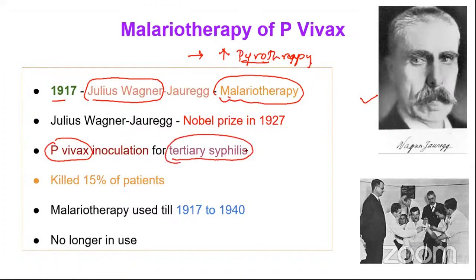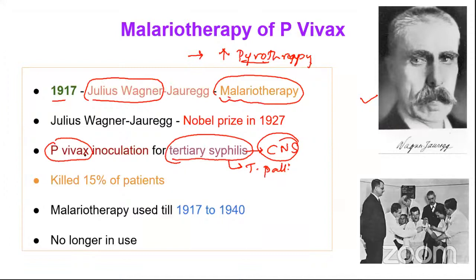Where there will be CNS involvement. And this syphilis is caused by which organism, students? Treponema pallidum. Right? Based on his logic, when Plasmodium vivax was inoculated, the person would get malaria. Because of malaria, the body temperature would rise, and this rise in body temperature would kill the bacteria, Treponema pallidum. So Treponema pallidum gets totally destroyed because of this rise in body temperature.